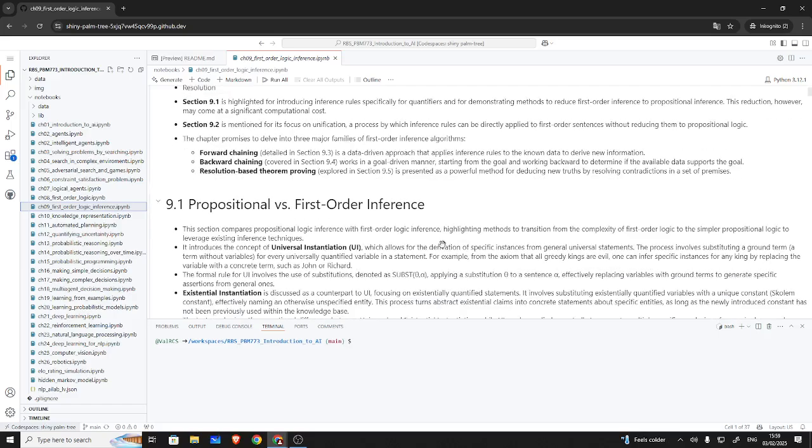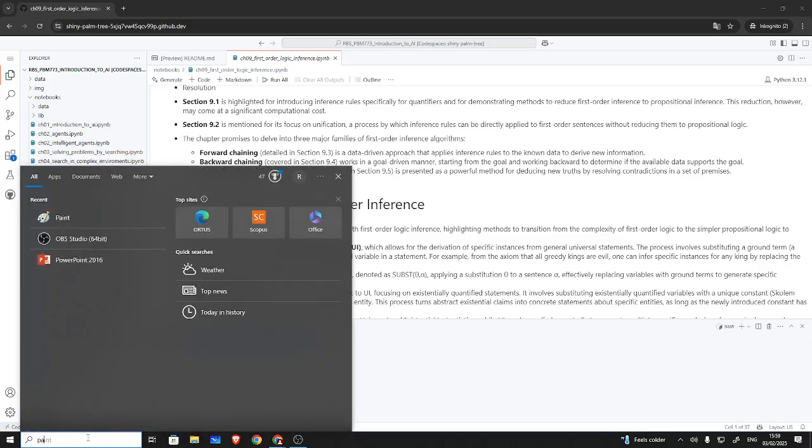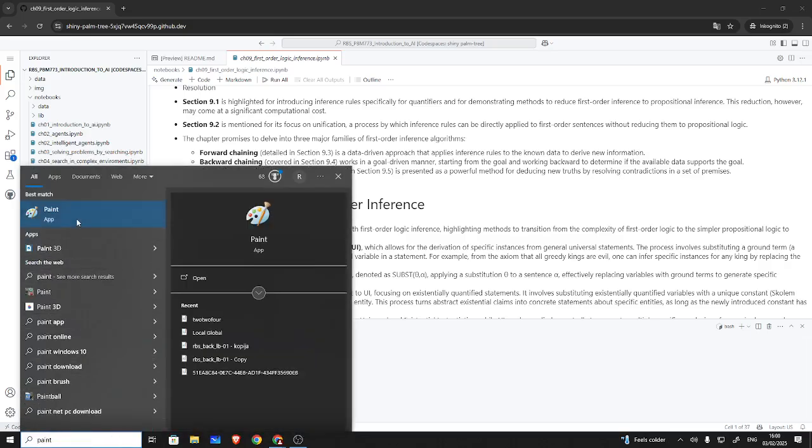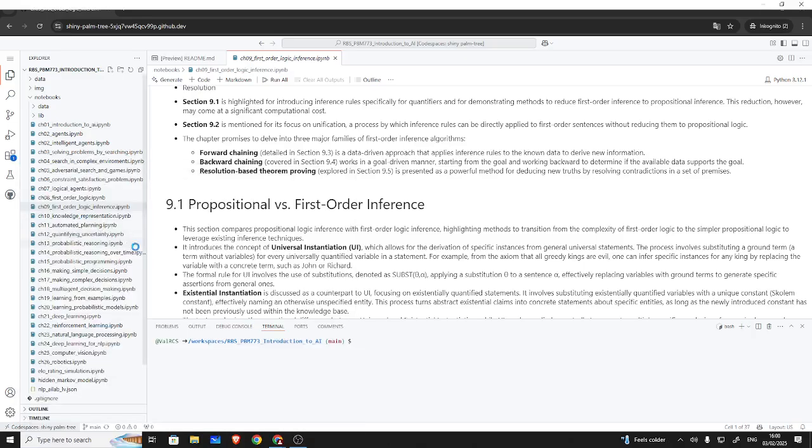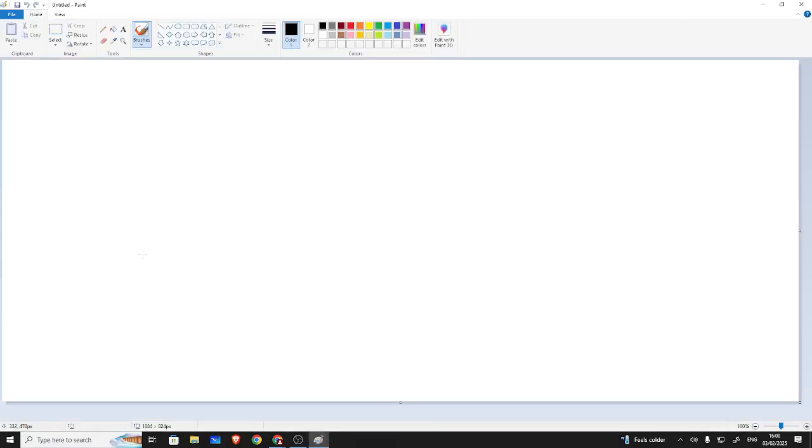The big first idea today is something called universal instantiation. So what does it mean, really? Let me again do this in Paint. I will do our greedy king again.